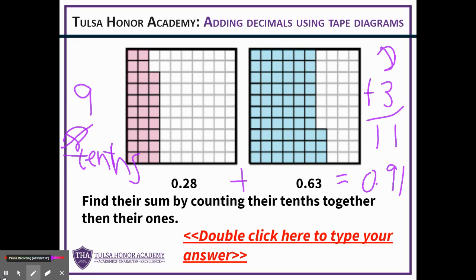All right, go ahead and take the next 10 seconds to write that answer down for later, or you can go ahead and put it in your Google slide, but we are going to move on in about 5, 4, 3, 2, 1.